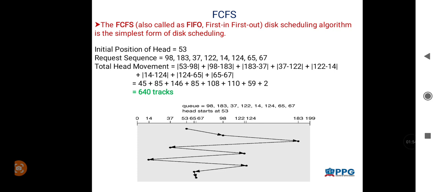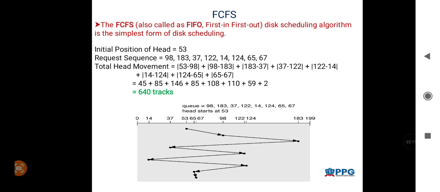First one, first come first serve scheduling. The first come first serve scheduling algorithm is the simplest form of disk scheduling. The requests are processed in the order they arrive, meaning the request that came first will be served first. This does not depend on the current position of the disk head.